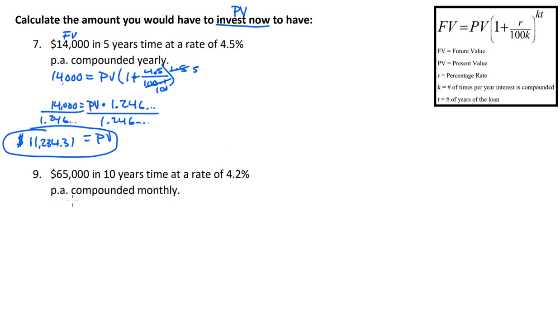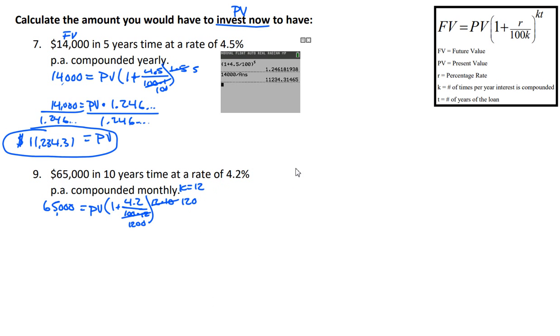Okay. Number 9, same type of idea. Calculate how much you have to invest now, the present value, to end up with $65,000. Okay, and then the rest of this is our 1 plus our rate, which is 4.2 over 100 times our k. It says compounded monthly, so that means our k has to equal 12 because monthly is 12 times a year. So we're going to put a 12 here and a 12 here, all times 10. So simplify this first. 12 times 100 is 1200. 12 times 10 is 120.